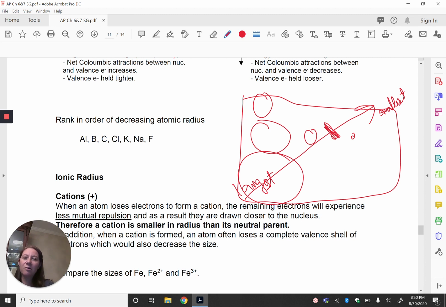Most elements in the third period are going to be larger than most elements in the second period, right? Or almost all of them.